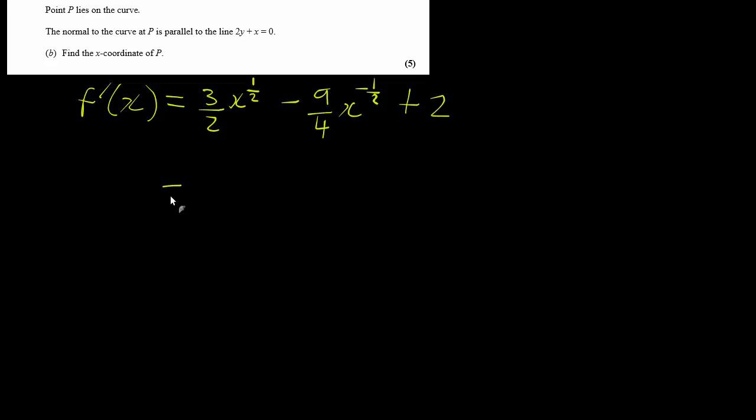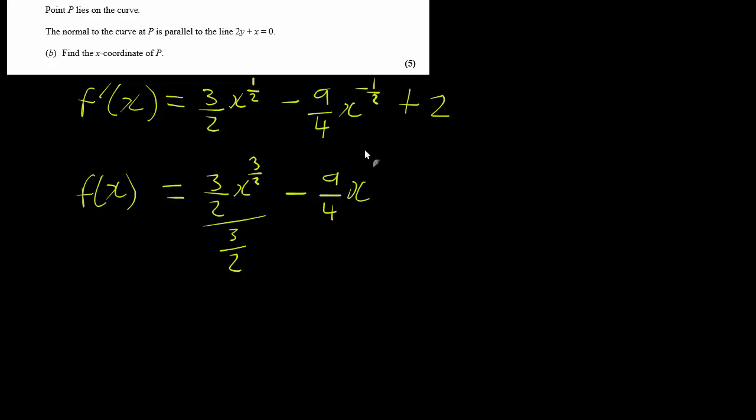Remember, when we integrate, we add 1 to the power and then divide by the new power. So f of x is going to be equal to 3 over 2 x, add 1 to the power, so we divide by 3 over 2, and we get x to the power of 3 over 2. Then subtract 9 over 4 x to the power, add 1 to the power, would be to the power of a half, and then divide by a half, plus, now when it's just a constant on its own, we add an x, and finally a plus c.